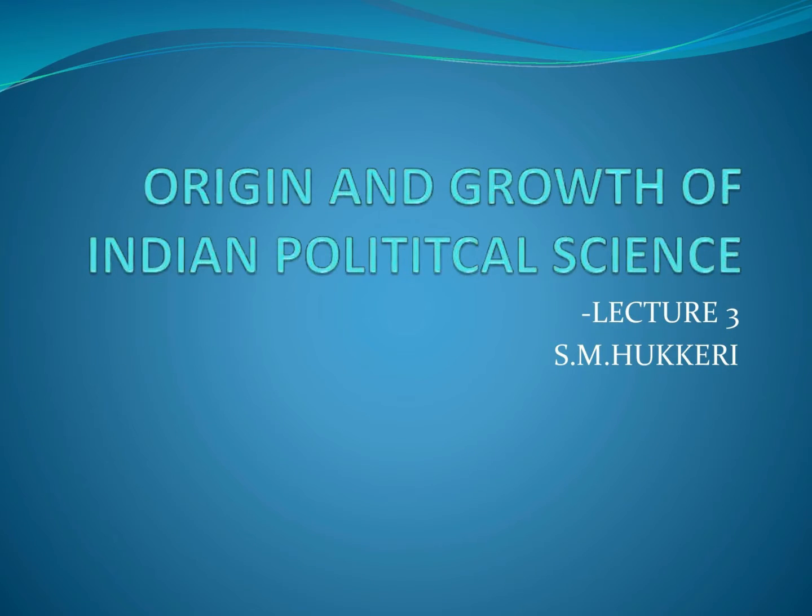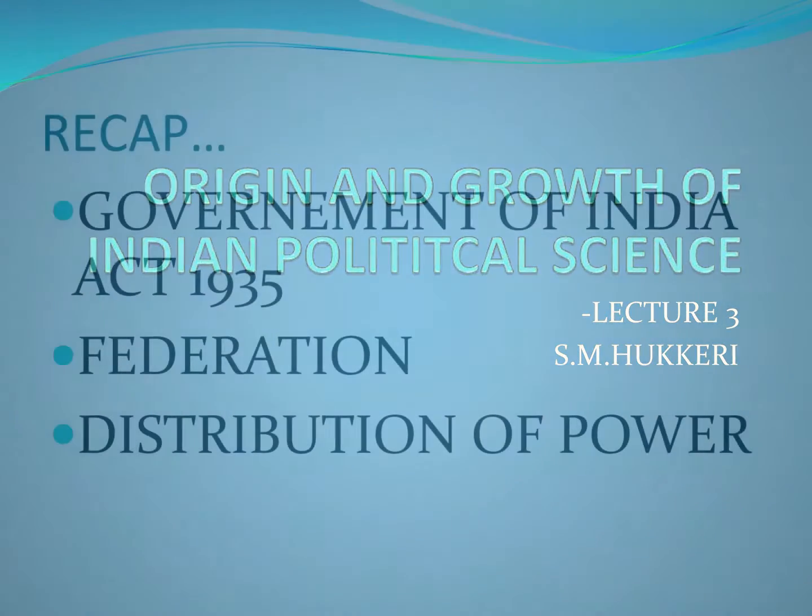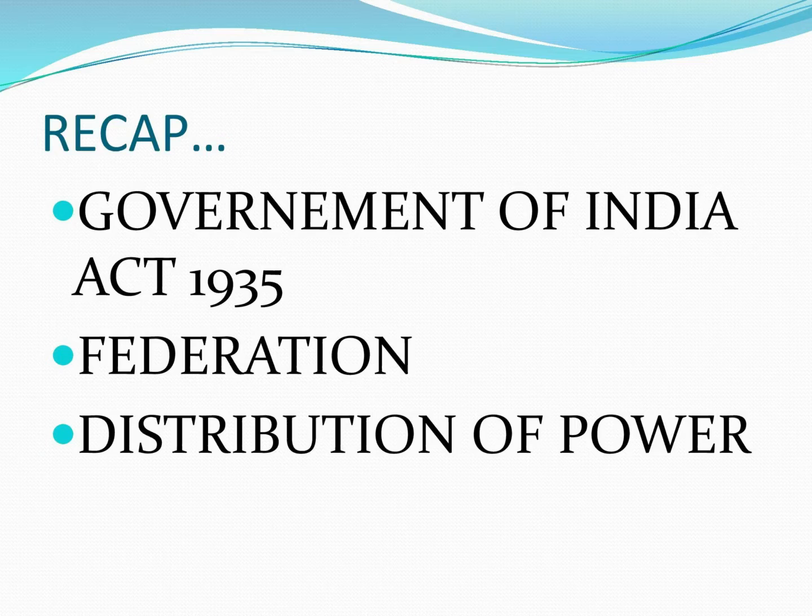Hello students, we were discussing the Government of India Act 1935. The Act came into existence to remove the drawbacks in the Act of 1919, because the 1919 Act failed to fulfill the aspirations of the people of India. So under the leadership of Mahatma Gandhi, agitation for Swarajya was started, to be attained through non-cooperation.